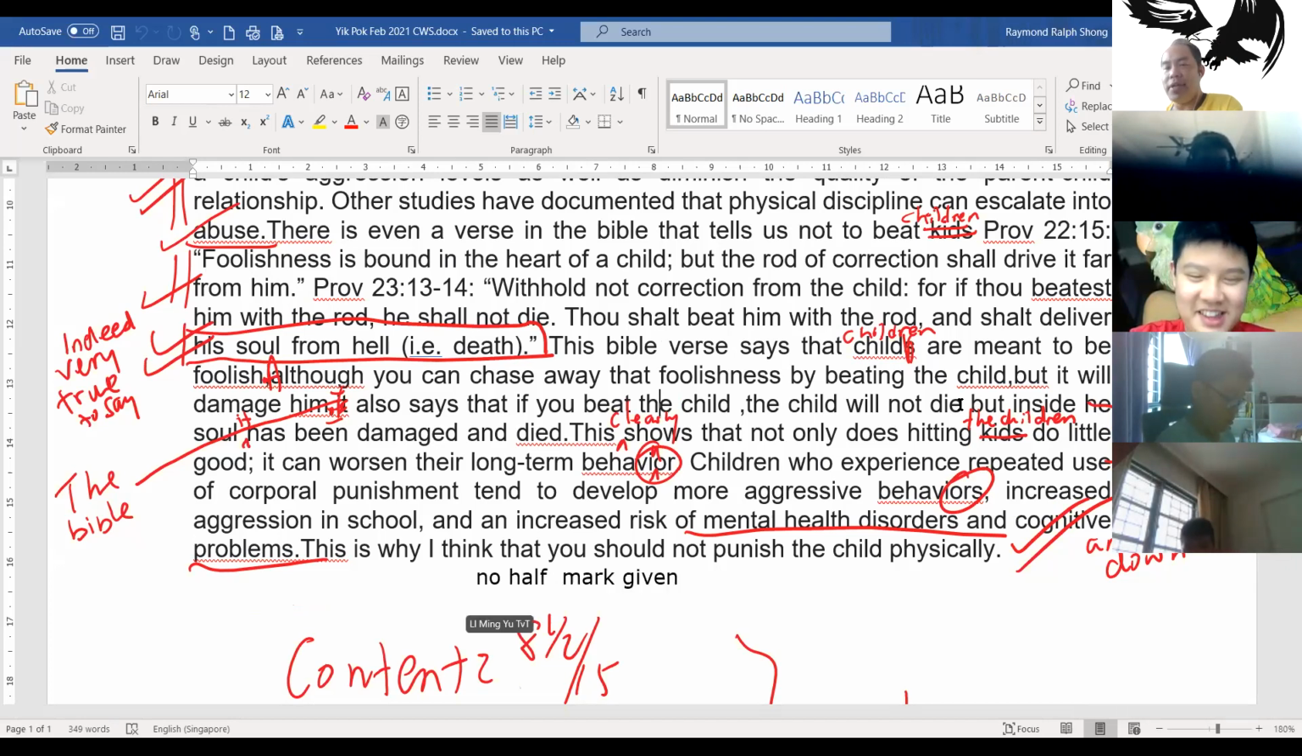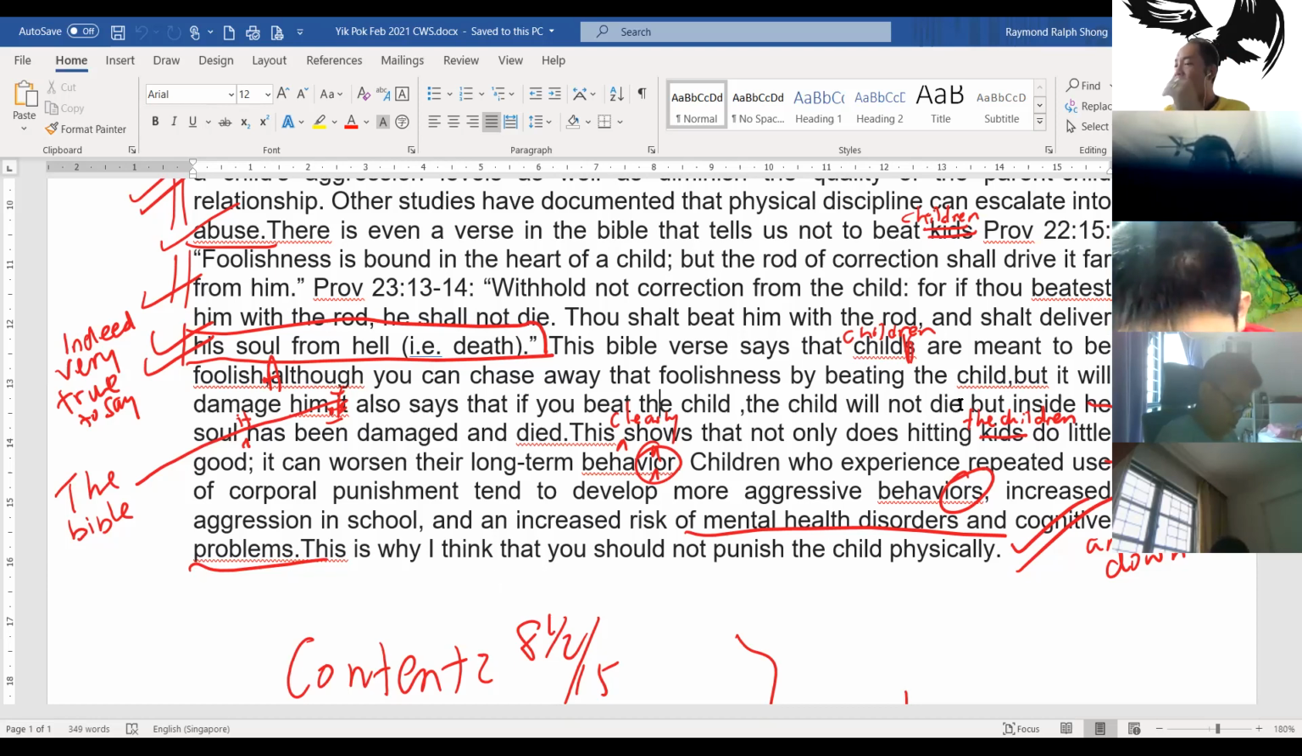Sometimes I watch CNTC, Chinese newscasting, 中国的讲英文. Even though they have American slang and things like that, sometimes I realize they use proper English writing. So take note. All right, this clearly shows that not only does it do little good for the child, it can worsen their long-term behavior.